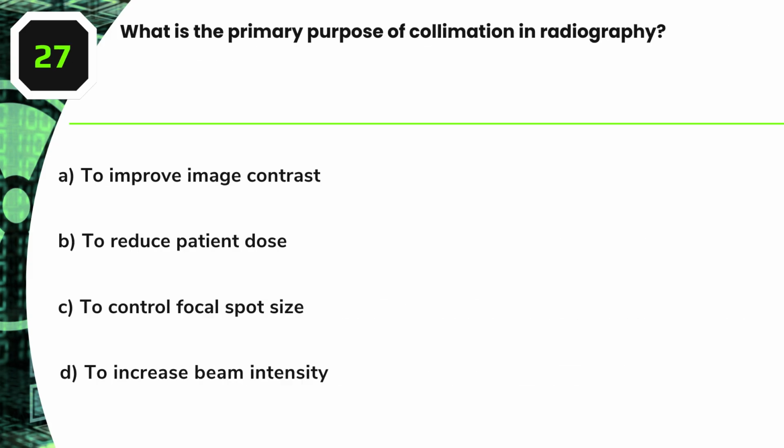Question 27. What is the primary purpose of collimation in radiography? A. To improve image contrast. B. To reduce patient dose. C. To control focal spot size. D. To increase beam intensity.